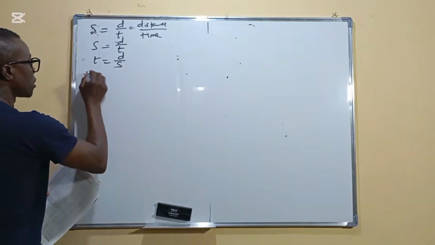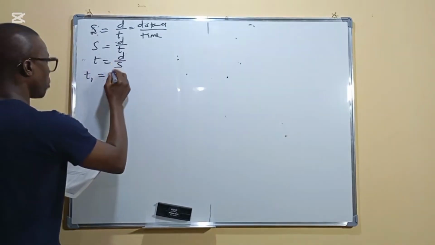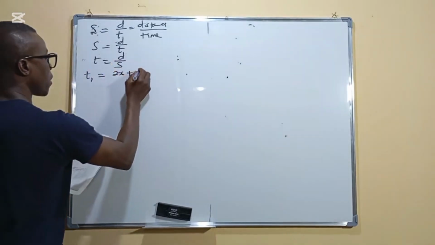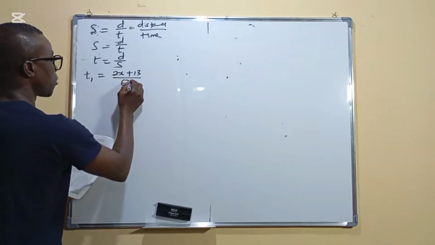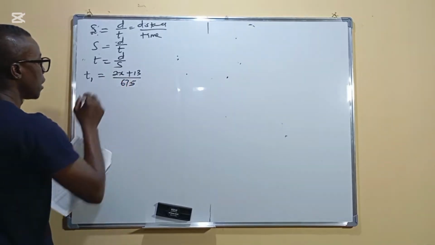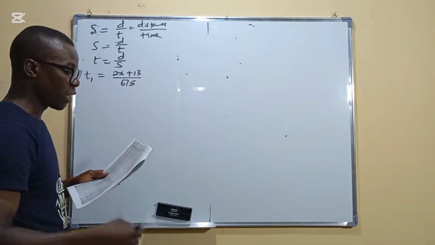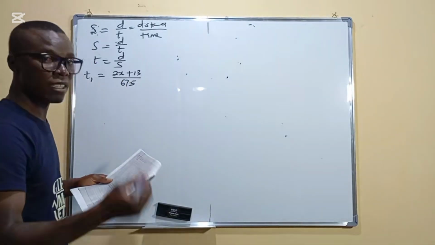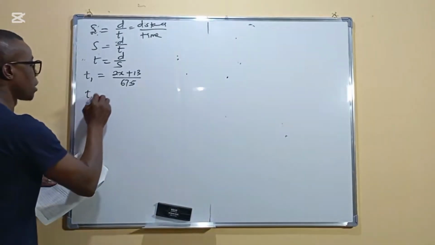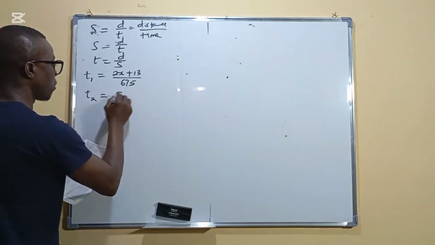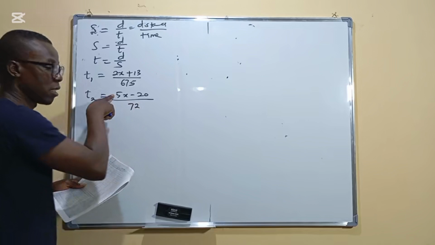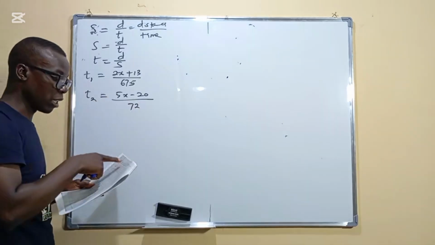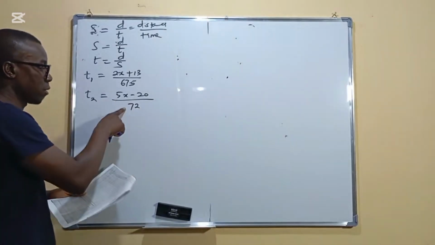So I'm going to call this T1, which is going to be 2x plus 13, that's the distance, over the speed, which is 67.5. Now, the question went further to say, and 5x minus 20 kilometers at 72 kilometers per hour. So I'm going to call that T2, and that's the distance, 5x minus 20 over 72. They said a car traveled a distance. So you can see this is the distance for the second journey.